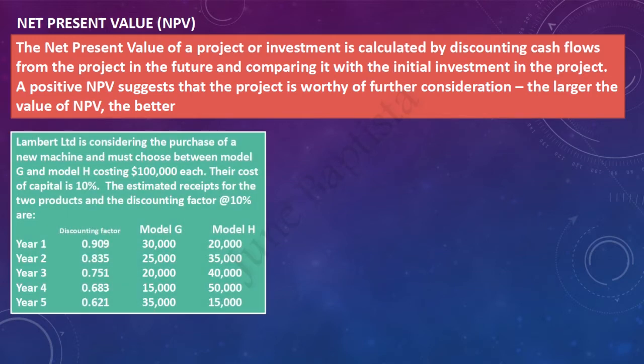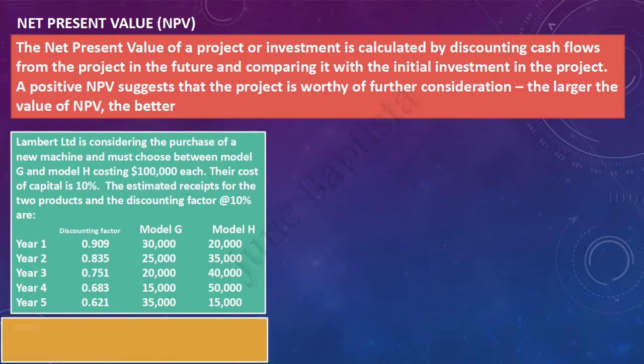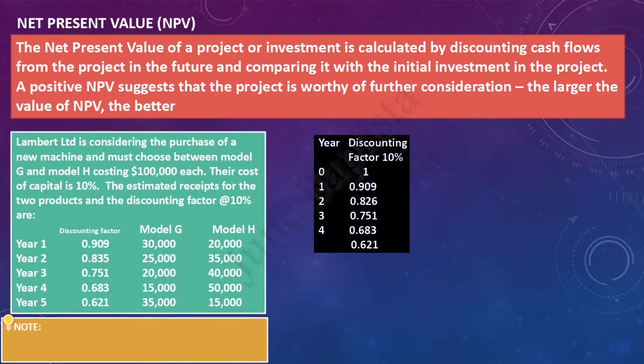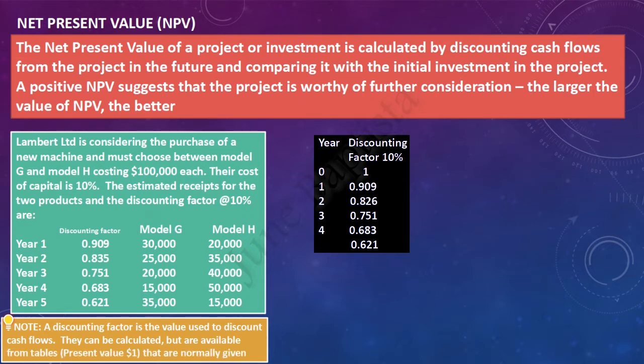Here is an example taken from my book, Revising A-Level Accounting, a Study Guide. Pause the video and study the information given carefully. Note the discounting factor at 10%. A discounting factor is the value used to discount cash flows. They can be calculated, but are available from tables where the present value is $1, and these are normally given.